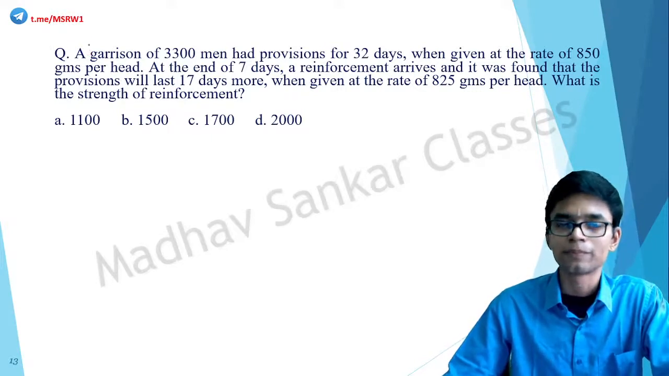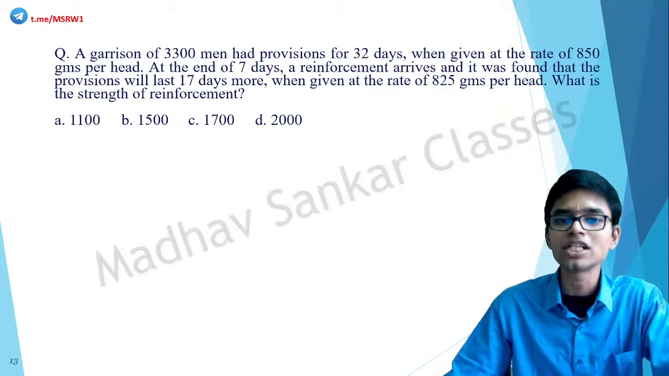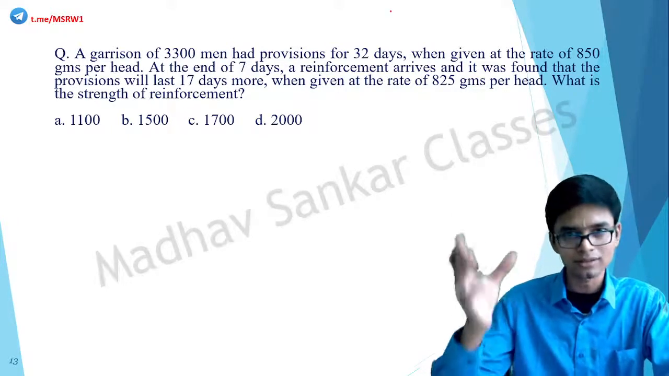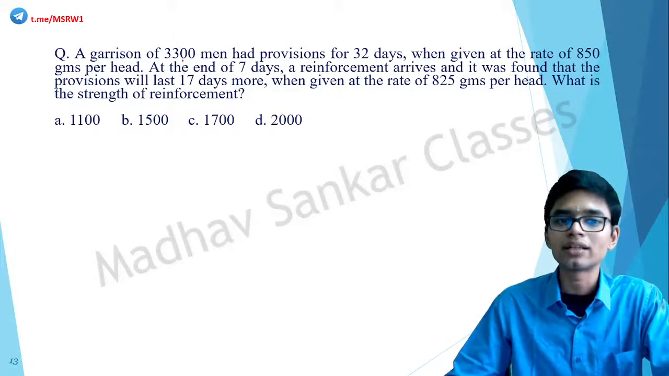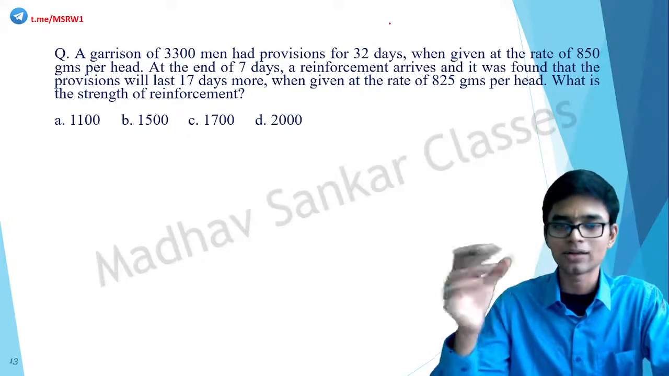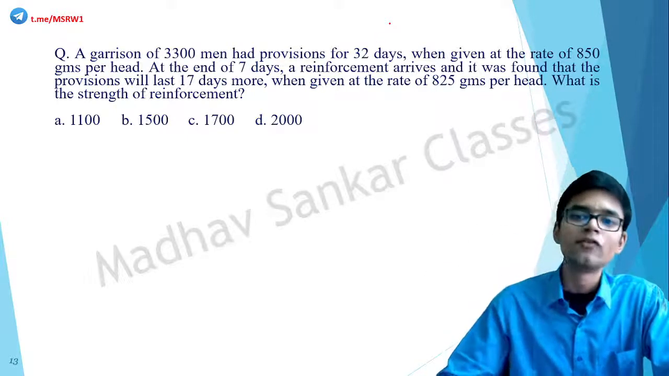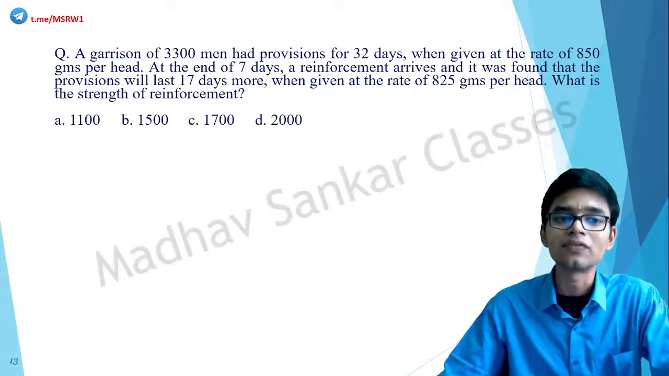Final question for the day. A garrison of 3,300 men had provisions for 32 days. Garrison means a company, a troop of soldiers. They had food supplies for 32 days when given at a rate of 850 grams per head.